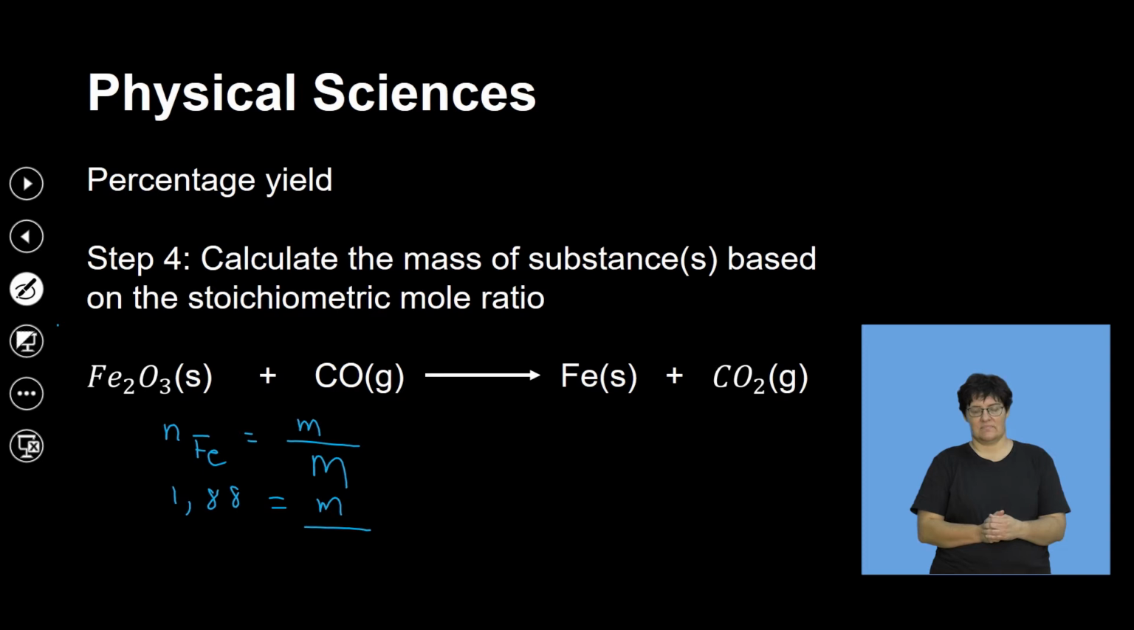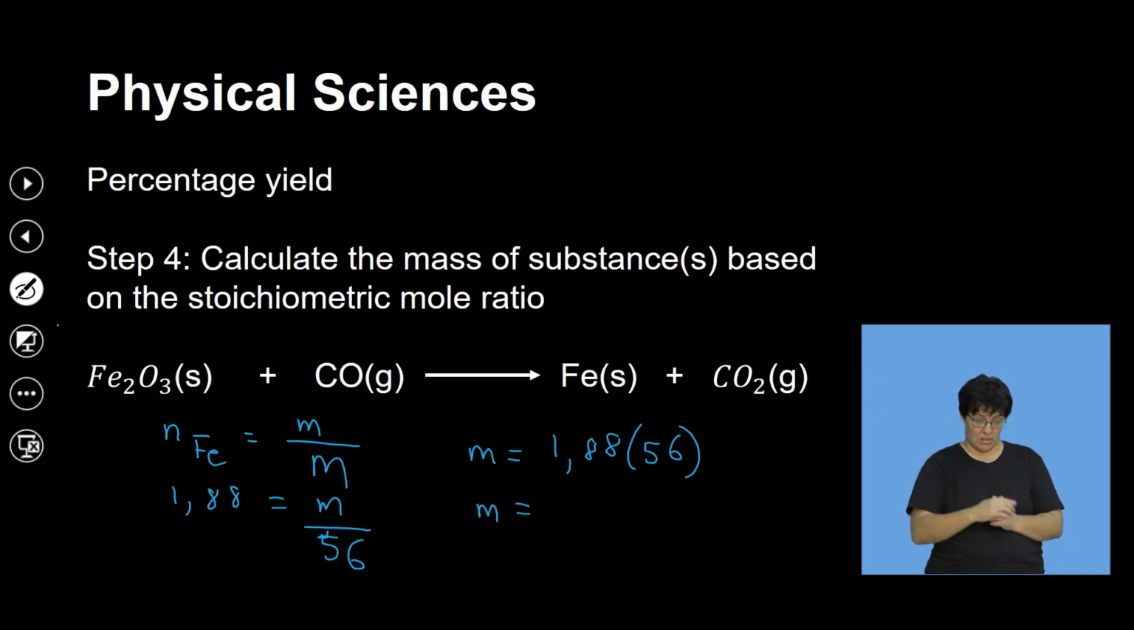So the molar mass of iron, the atomic mass, is 56 grams per mole, okay? But remember, the stoichiometric ratio is still 1:2. So our mass is equal to the number of moles, which is 1.88, multiplied by the molar mass, which is 56 grams per mole. So what we get here is the theoretical mass of iron that will be formed from the stoichiometric ratio.